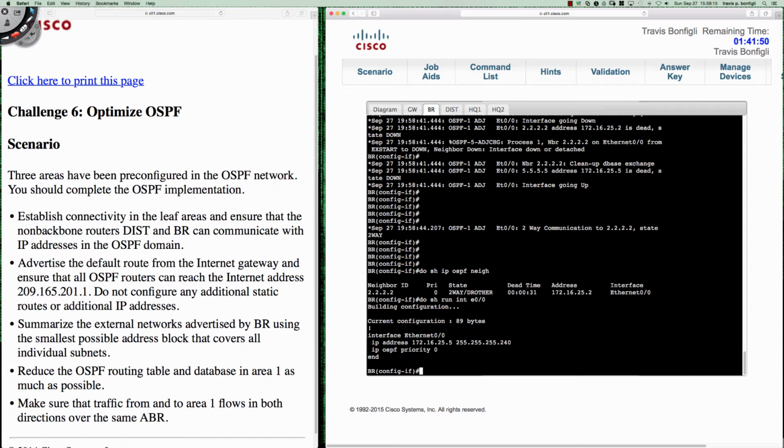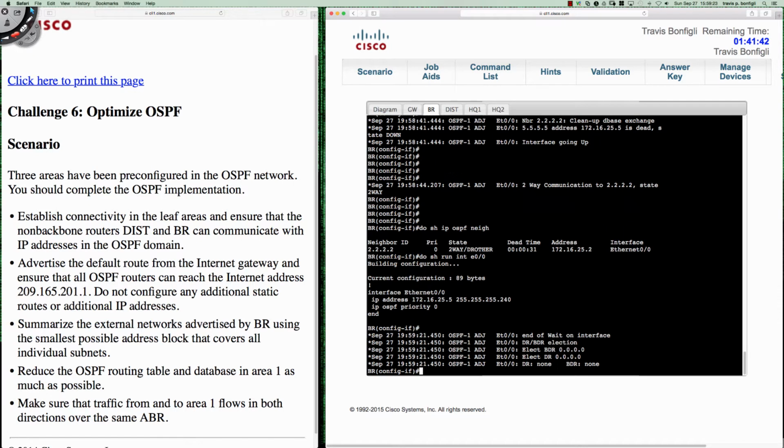Because that's the default for point-to-point networks. So that's why the command disappeared: for point-to-point networks, the priority is 0. So it's not that we removed that command. That command was still there. It's just that now that we've got it set as network type point-to-point, the command's not going to show because that's the default setting for that type of OSPF network.